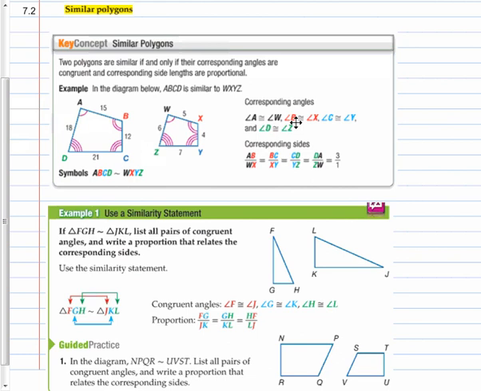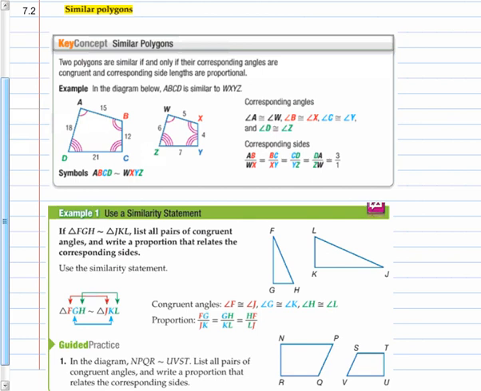Okay, Geometry Chapter 7, Section 2. Last time we met, we went over proportions, or ratios that equal each other, and we used the cross products to do some solutions. We are going to use that technique and now apply it back to geometry. And we are going to be looking at the definition of similar polygons.